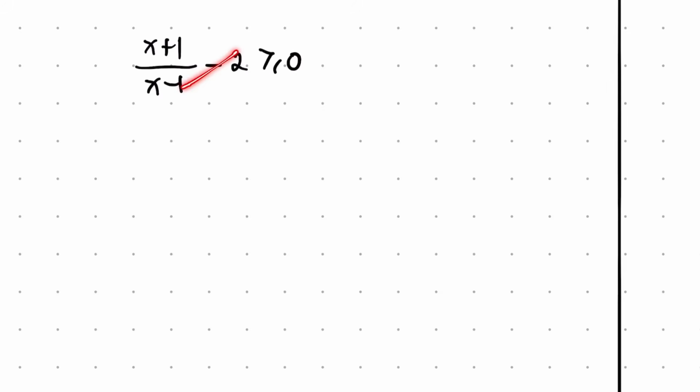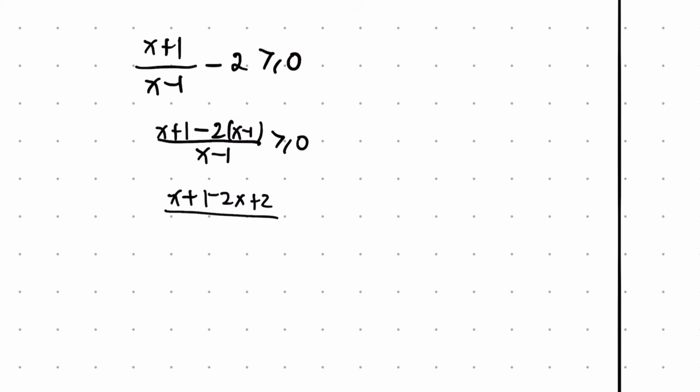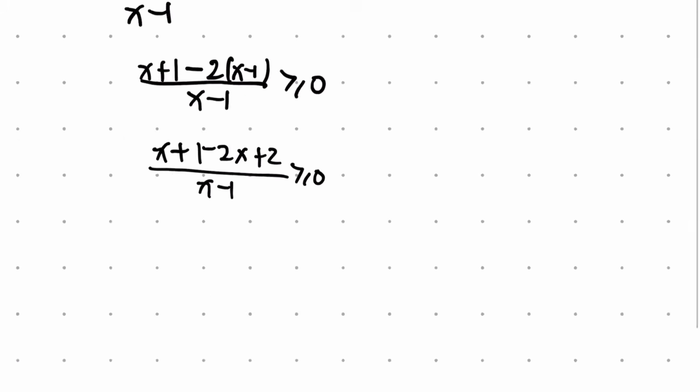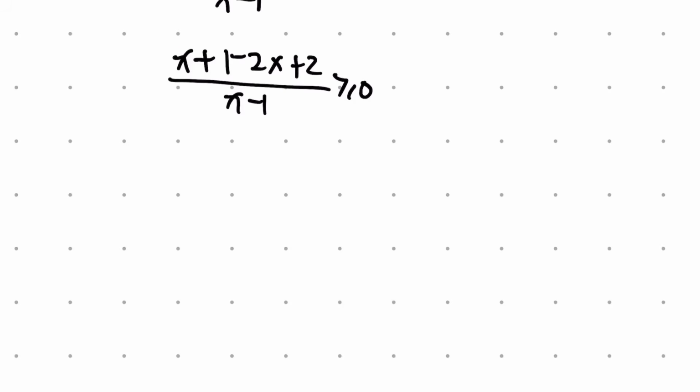Tapos, combine the fraction, greater than or equal to 0. Ano makukuha natin? Distribute ko na lang si negative 2. Negative 2x plus 2 over x minus 1. Tapos, this is negative x plus 3 over x minus 1 greater than or equal to 0.